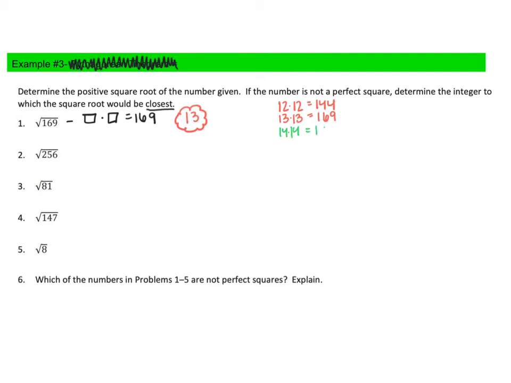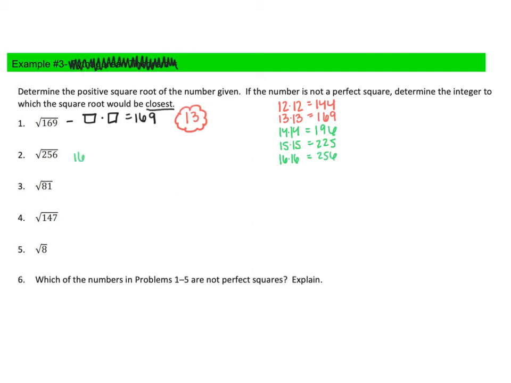And I got 196, so I need to go a little bit higher than that. 15 times 15. 15 squared. This is 225. So we're getting really close. So now we're just going to try 16 times 16. I got it, 256. So it was a perfect square.